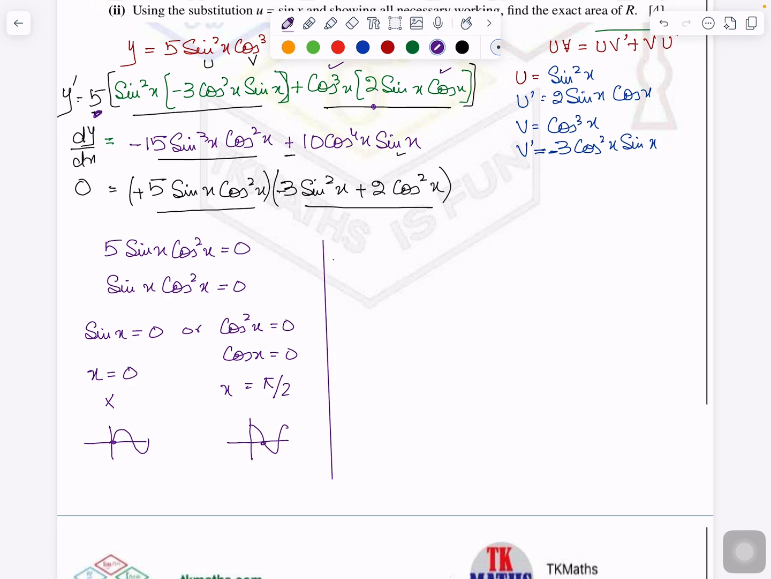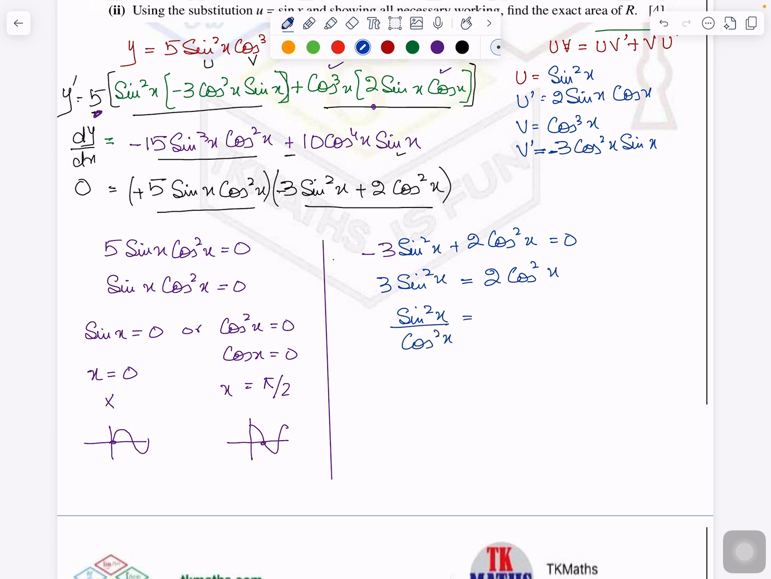Okay, so what is left here is this second part, which is minus 3 sin square x plus 2 cos square x equals 0. And now we will try to apply the identity here. And what is that identity? You are right, sin square x divided by cos square x equals tan square x.